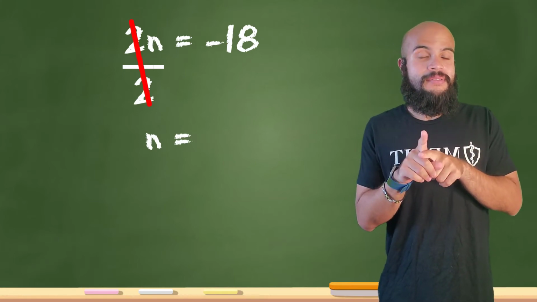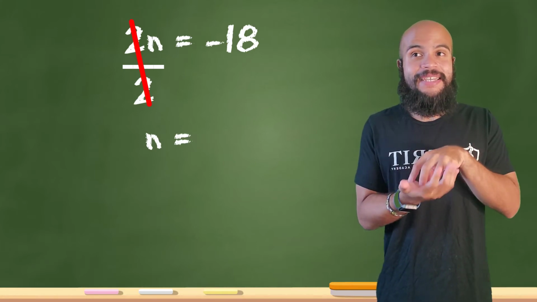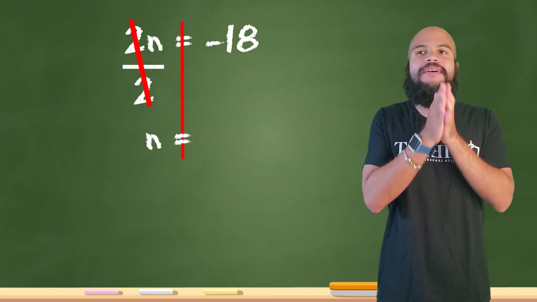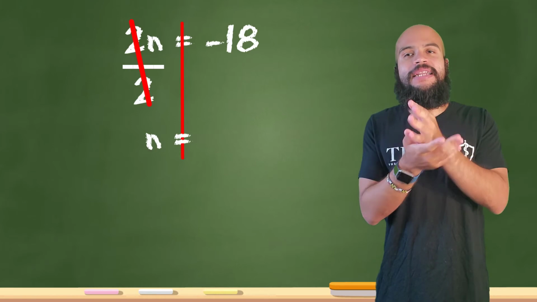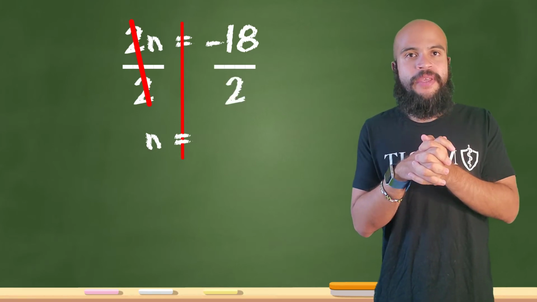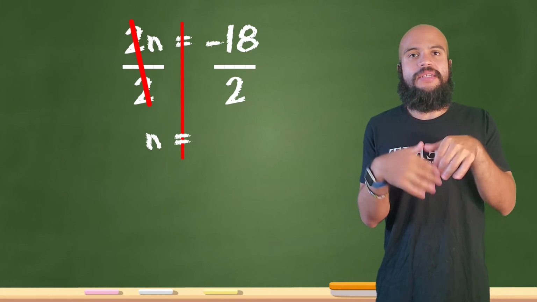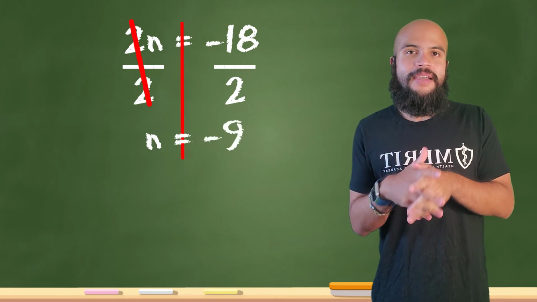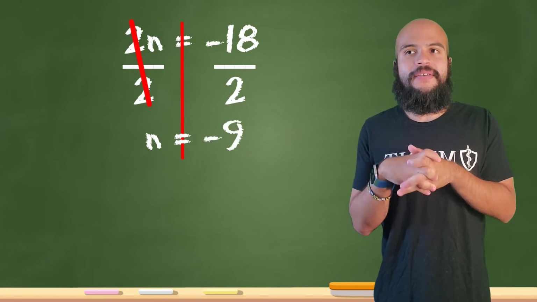But we aren't done. n is not simply negative 18, because we have to do the same thing to both sides of the equation. So we must divide negative 18 by 2 as well to keep the equation balanced. And using my integer rules, negative 18 divided by 2 results in a quotient of negative 9. Therefore, I end up with n equaling negative 9.